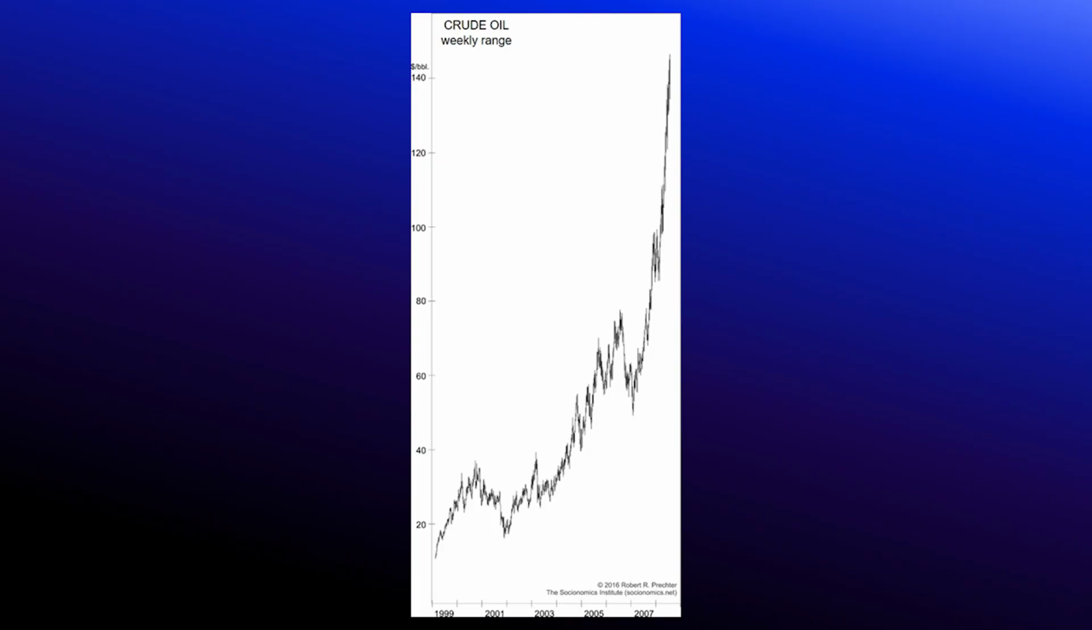So now let's take a step into the real world and look at some real financial market price data and see if we can find the same pattern there. You ready? All right. Yep. Okay. This is a chart of the oil market from 1999 to 2008.